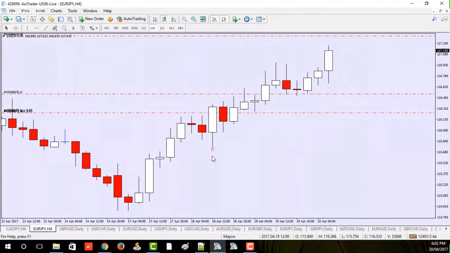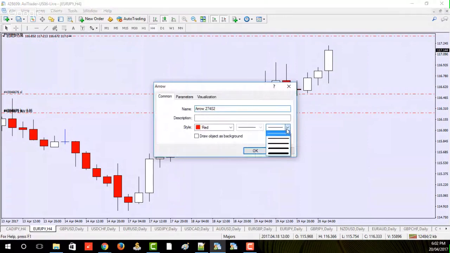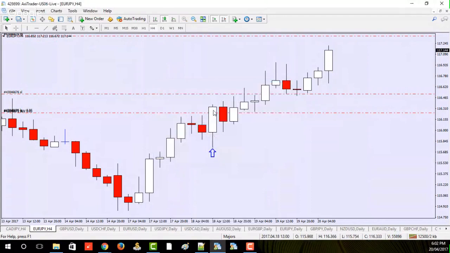4-hour euro yen. This is a new MetaTrader installation, so my stuff is not quite set up yet. This was a signal right here. We're going to talk about that one first. So the first type of trend entry is a trendy big shadow.